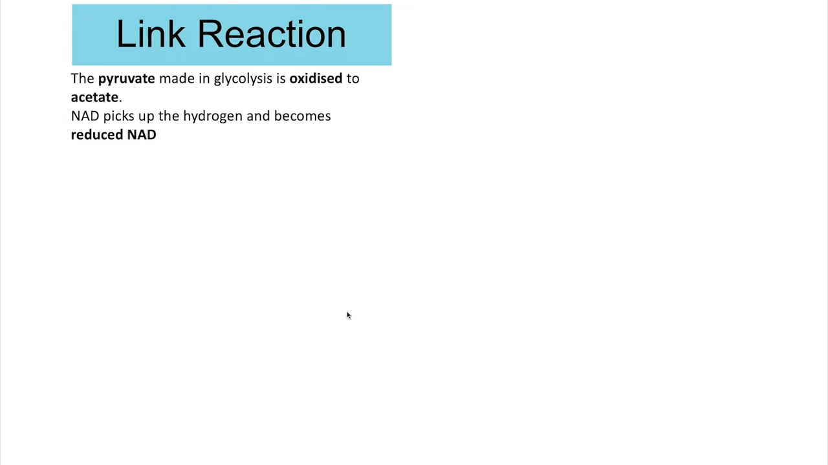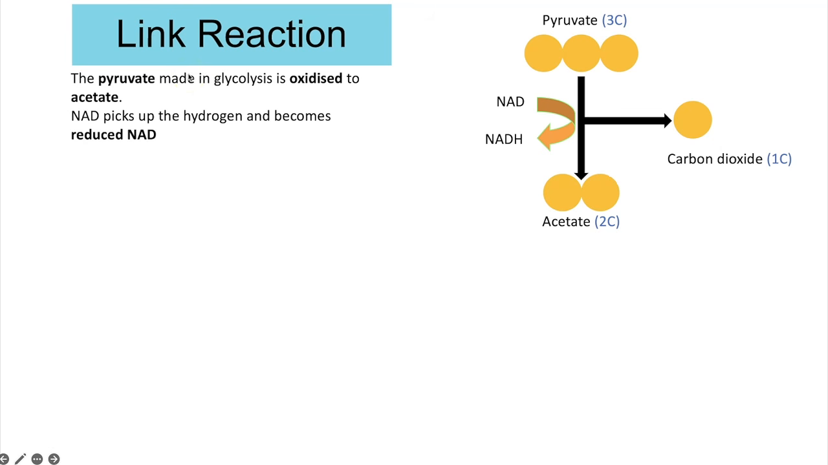to acetate. We have another NAD, which is going to pick up the hydrogen from this oxidation to create reduced NAD. And that's what we can see here. The pyruvate is oxidized into acetate, and we know it's oxidation because we have made a reduced NAD or NADH, which means the hydrogen must have been lost from pyruvate. You actually also have decarboxylation, which is the removal of a carbon in the form of carbon dioxide. So that's why we go from a 3-carbon compound pyruvate to a 2-carbon compound acetate.